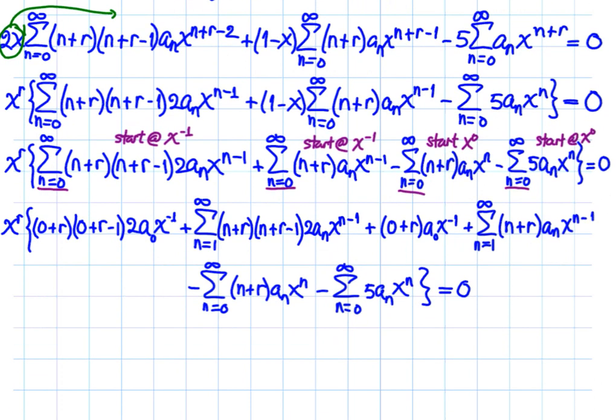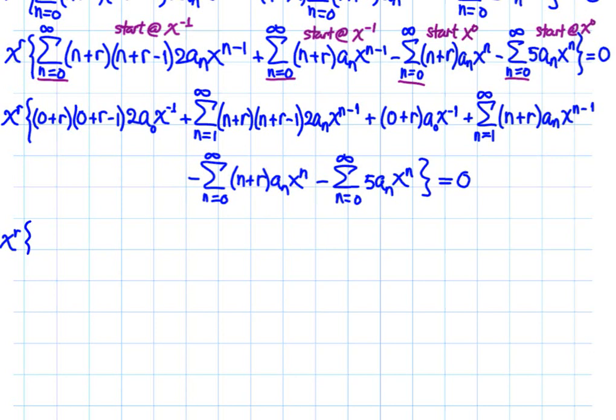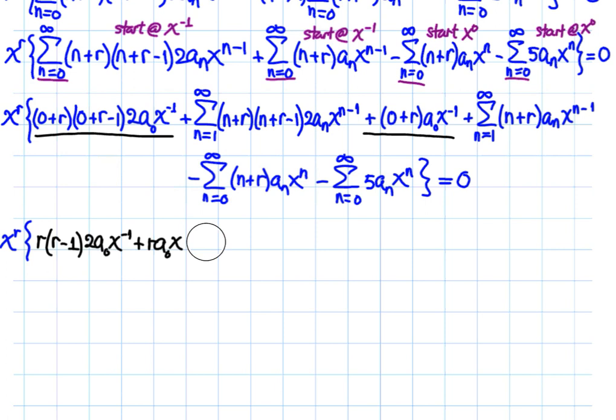Right. This is a very long problem. Next, let's just clear out a few things. Combine like terms. I'll take a look at anything that is not in the summation. So we have r times r minus 1, a naught, x to negative 1, plus r, a naught, x to negative 1. So those two terms are not in the summation.